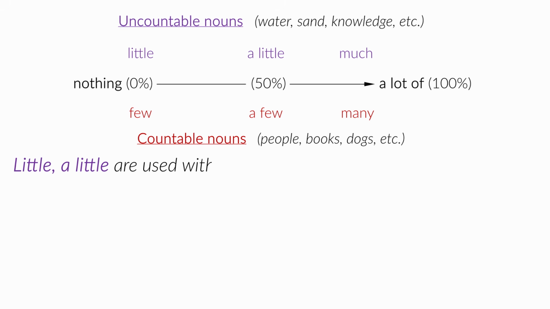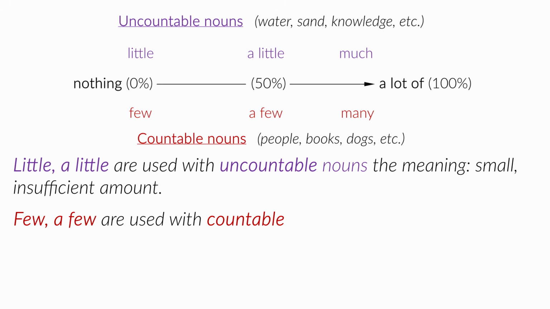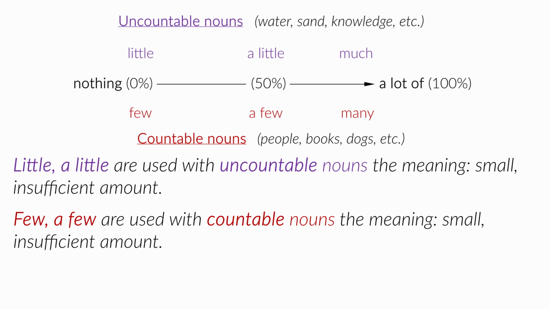Little and a little are used with uncountable nouns and have the meaning of an insufficient amount. Few and a few are used with countable nouns and have the meaning of a small, insufficient number.